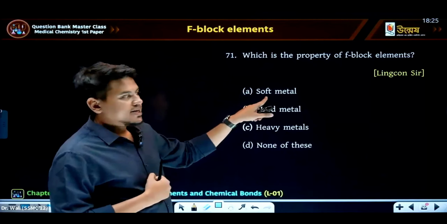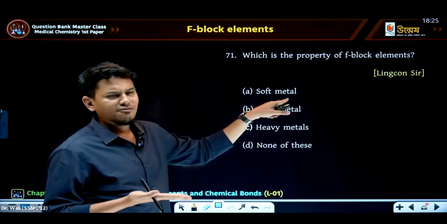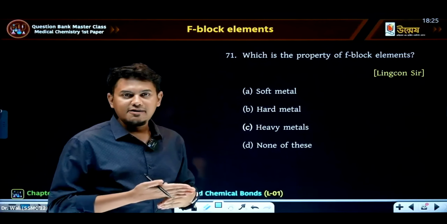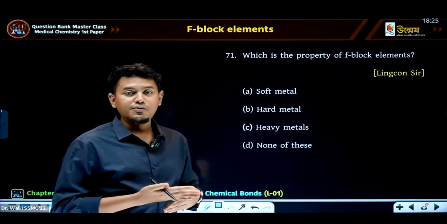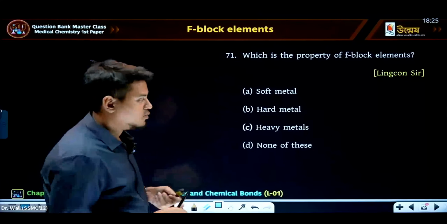So for softness, option A is not correct. This is applicable for S block. Sodium, potassium, these are very light metals. In fact, sodium can be cut with a knife, and sodium has some other properties to remember, like you have to preserve sodium within kerosene, not in water. Such information you already know.